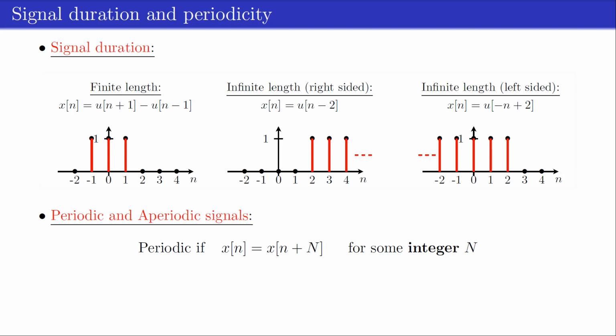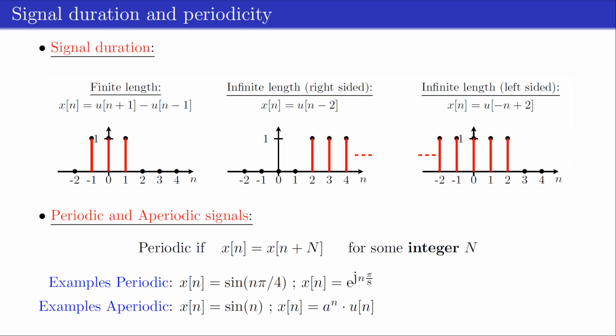Examples of periodic signals are x[n] equals sine of n pi over 4, which has period N equal to 8 samples, and x[n] equals e to the power j n pi over 8, which has a period of N equal to 16 samples. The signal x[n] equals sine n, and x[n] equals a to the power n u[n], are examples of aperiodic signals, since there is no integer N for which the signal repeats.